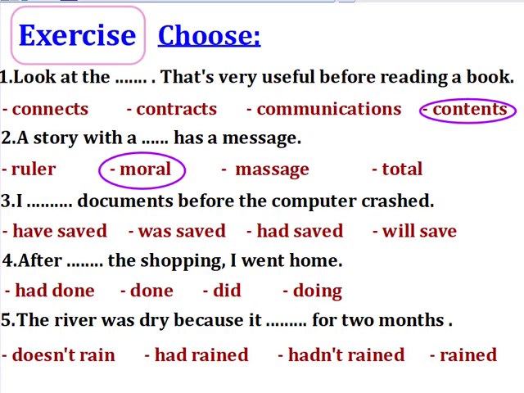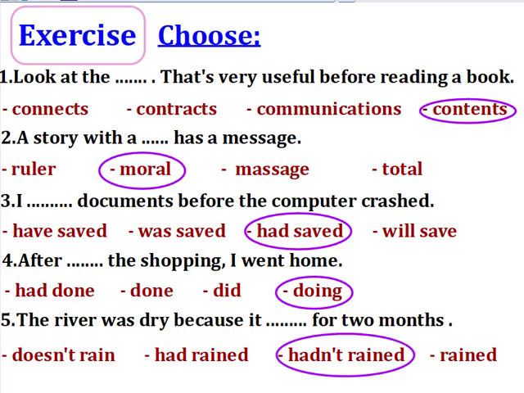Number 3, I had saved documents before the computer crashed. After the shopping, I went home. So after doing the shopping, I went home, because the first sentence doesn't have a subject. Number 5, the river was dry because it had rained for 2 months.